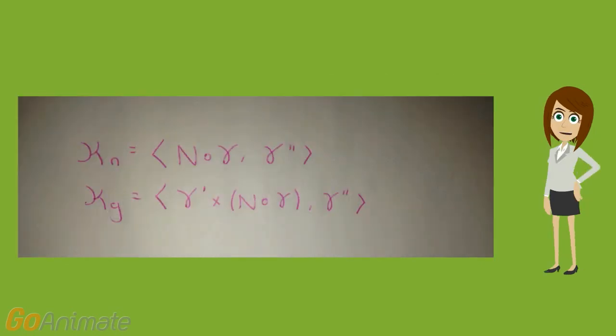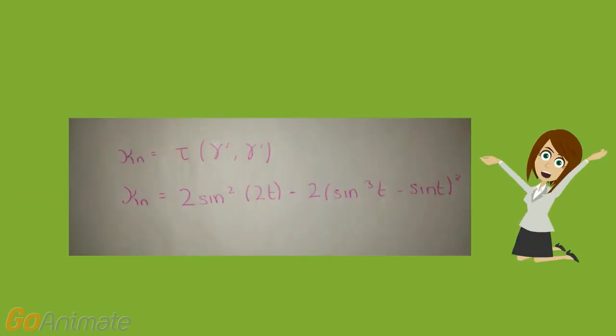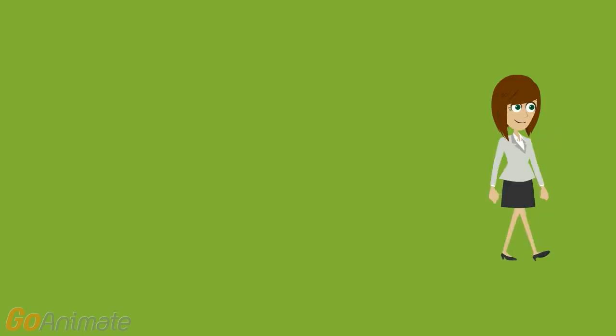If gamma is a unit speed curve, we can use these two formulae to calculate the normal and geodesic curvature. Since gamma is not unit speed, we cannot calculate the geodesic curvature. We can still work out the normal curvature using the formula on the slide. This gives us the equation given on the screen.